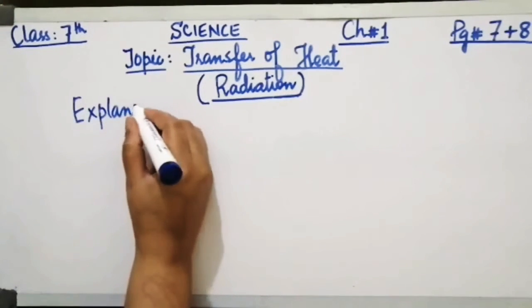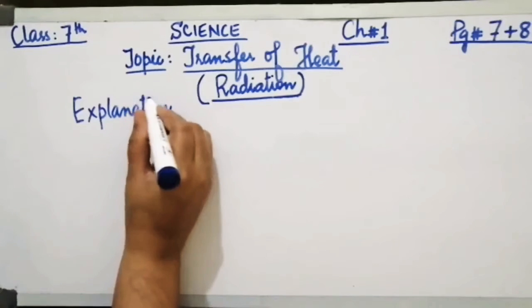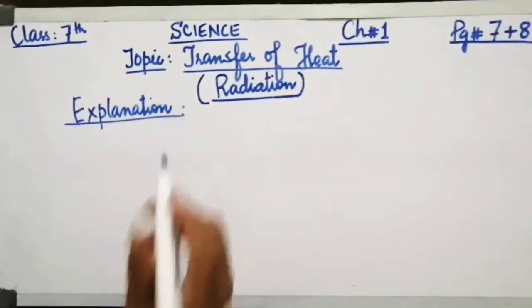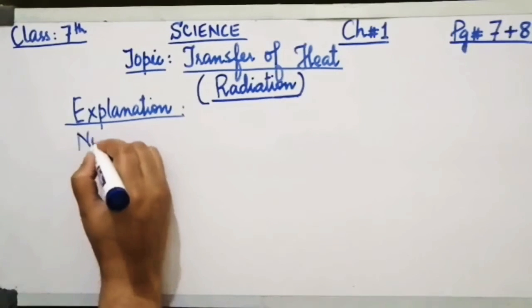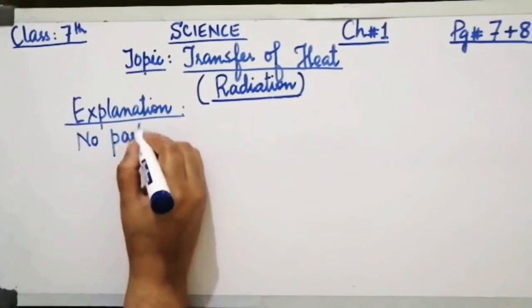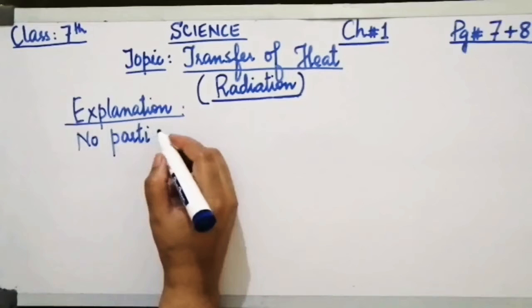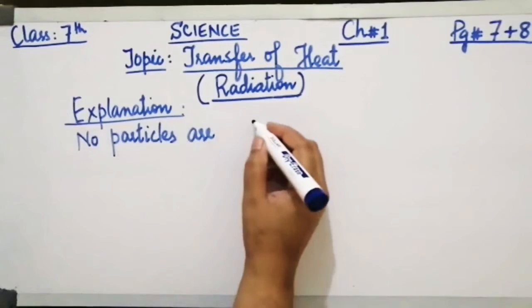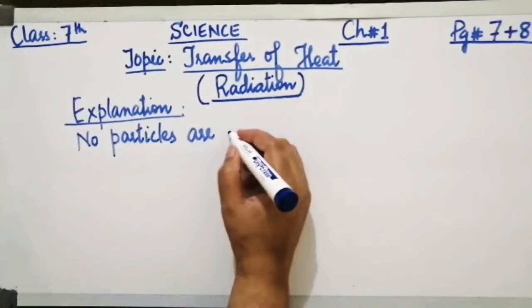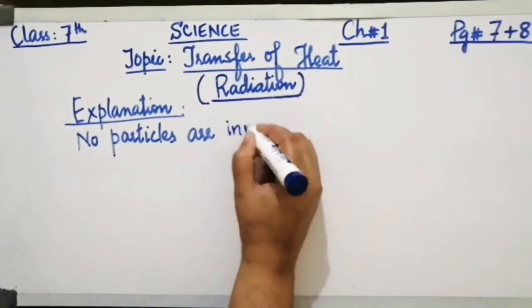Let me explain the process of radiation in a different way, by giving you an example. So, explanation of radiation: basically, no particles are involved. As we know, particles, that is atoms, ions, molecules, are not involved in the transferring of this type of heat energy. So no particles are involved.